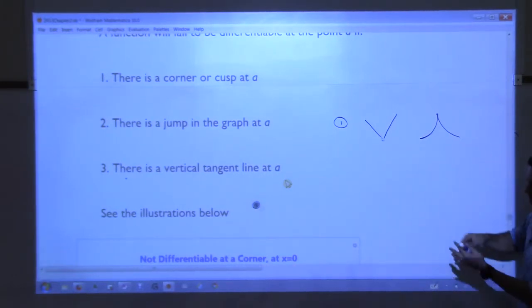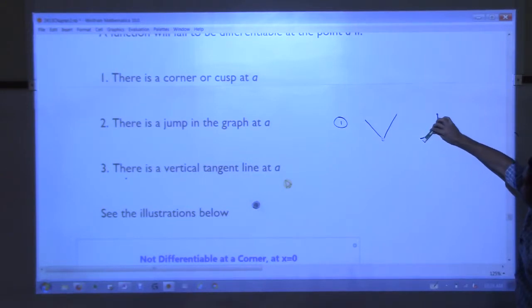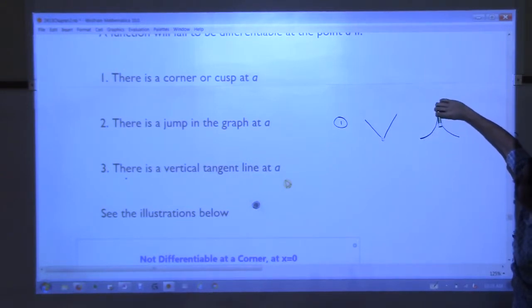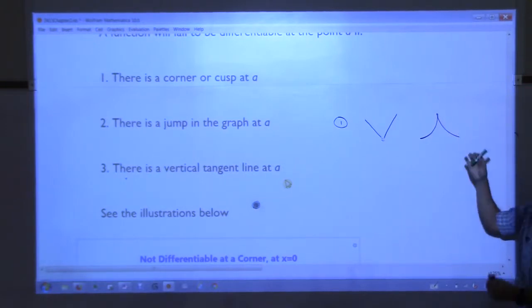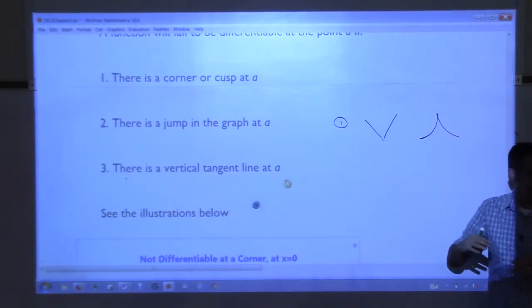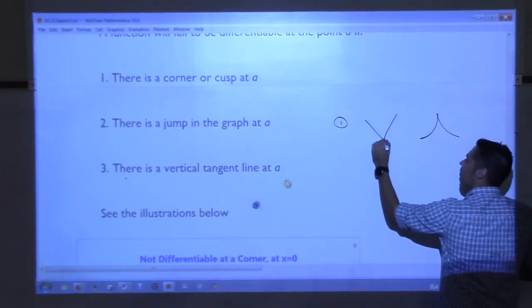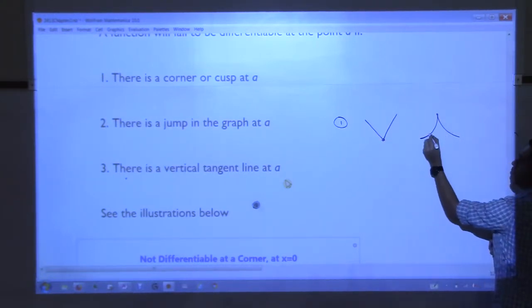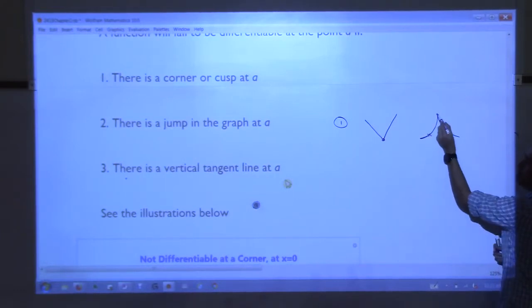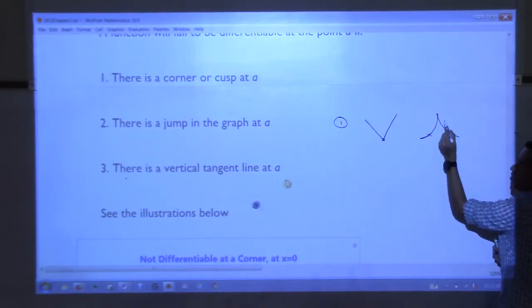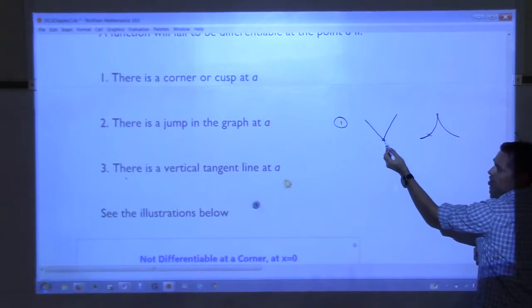Look at this one right here. My slopes are positive, and then really steep, getting huge, and then all of a sudden, really steep the other way, negative. So again, it switches from positive to negative at an instant. So is this function differentiable right here? Yes. It's only there that it's not. So this is a cusp, this is a corner.